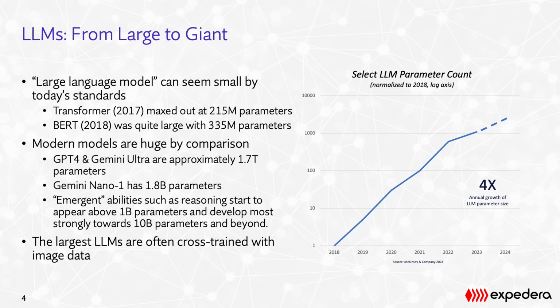Because remember, most of the famous models that we're talking about were originally developed just to predict the next word in a sequence. That's all they were meant to do. But when you give them enough parameters, they start to actually show some kind of reasoning abilities. Now, as we said, the largest LLMs are cross-trained with image data these days, and this is going to be a big part of what we talk about in the rest of the presentation.